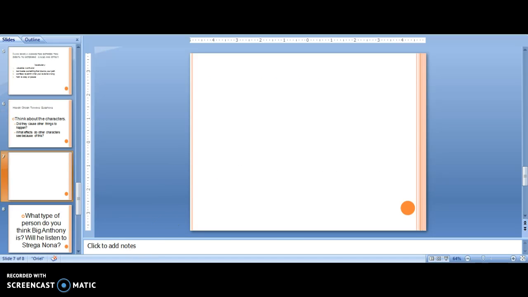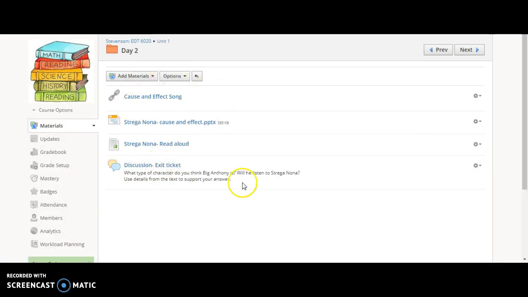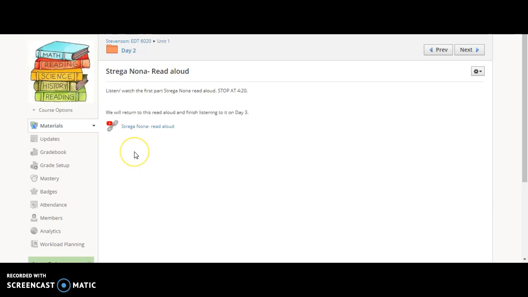When you are finished with the PowerPoint, you will come back to our day 2 of the cause and effect unit. You will click on the Stregonona Read Aloud page. Once you are on this page, you will see a link for the Stregonona Read Aloud.